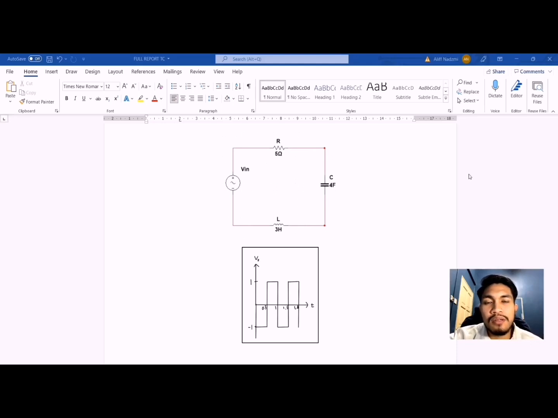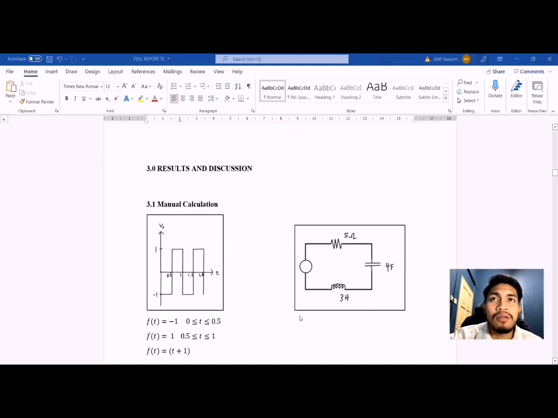And I would like to present our manual calculation for our group assignment project related to the RLC circuit analysis using the Fourier series. Based on the problem statement, the circuit that we have chosen is an RLC circuit, where the components are connected in series and the value of each component is stated. We also have the input voltage in a non-sinusoidal form, which is a square wave.